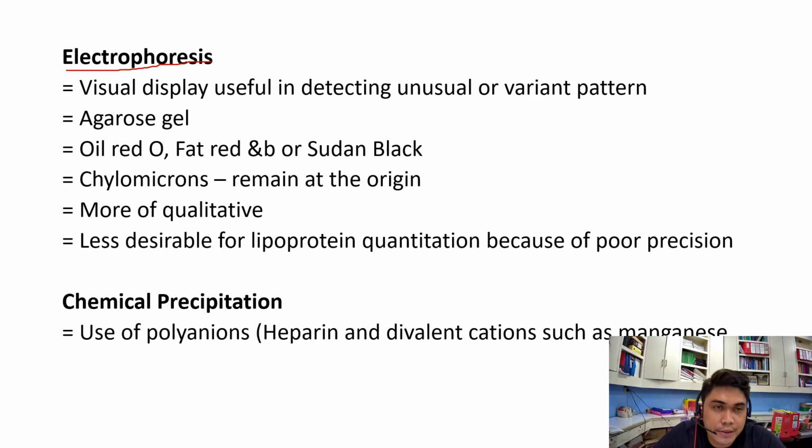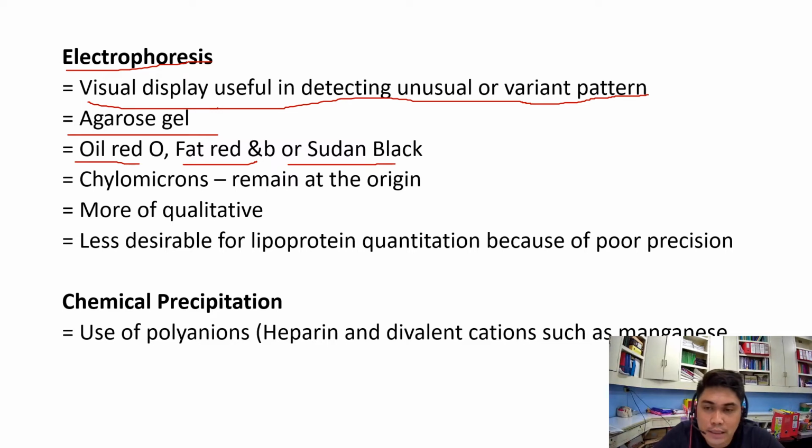So next is electrophoresis. Its visual display is useful in detecting unusual or variant patterns of lipoproteins. For this, you need agarose gel, the medium that is usually used to separate lipoproteins. The purpose of electrophoresis is to separate lipoproteins based on their size and charge, and to give you a visual display, or patterns, of lipoproteins. After separation, you can use oil red O, fat red B, or Sudan black as dye.